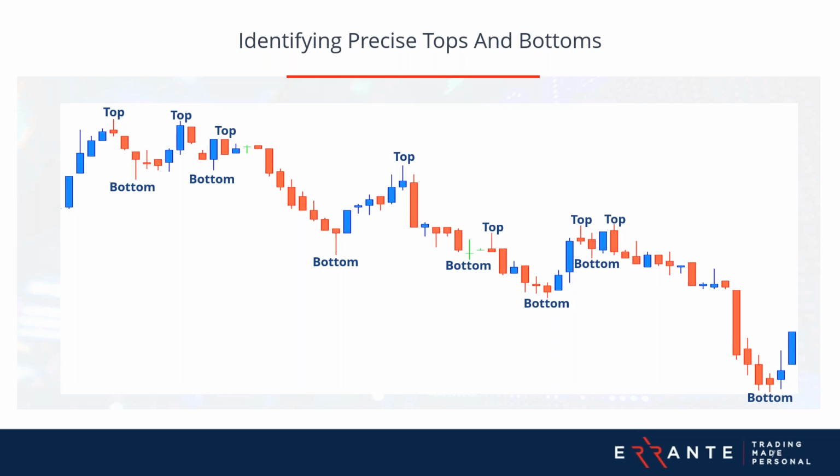Turning our attention to this chart, we have a real-world example that illustrates the practical application of identifying tops and bottoms within a market trend. As we can see, each top is announced at a peak where the price action has reached a local maximum. You see, all of these market tops. These tops are critical junctures where sellers overpower the buyers, leading to a potential trend reversal or pullback.